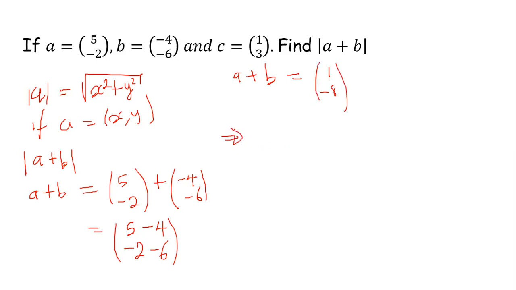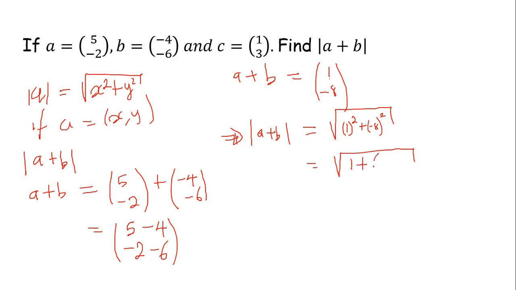So therefore, the magnitude of A plus B is the root of 1 squared plus negative 8 squared. So this will be root of 1 is 1, negative 8 squared is 64. So this will be the same as root of 65. That is the magnitude of A plus B. So we can get root of 65 from the calculator.